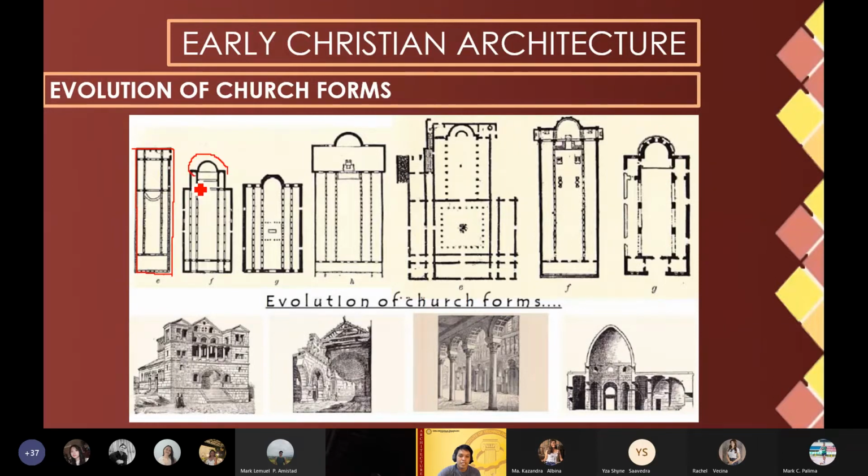And they tried to enlarge it, maybe because they had many worshippers, or Christianity had grown bigger. So they try to enlarge it and still use this part here, which we will discuss later on. Next, it grew bigger again, and they provided a bigger size for the altar portion.